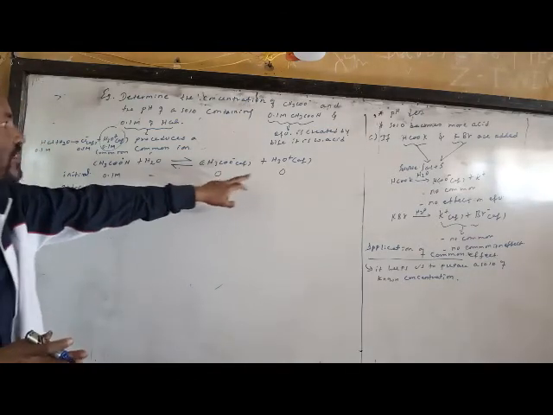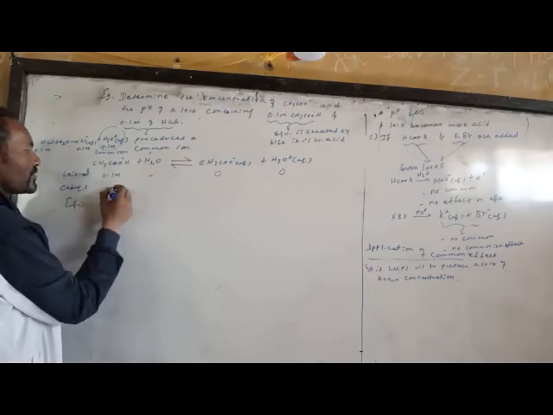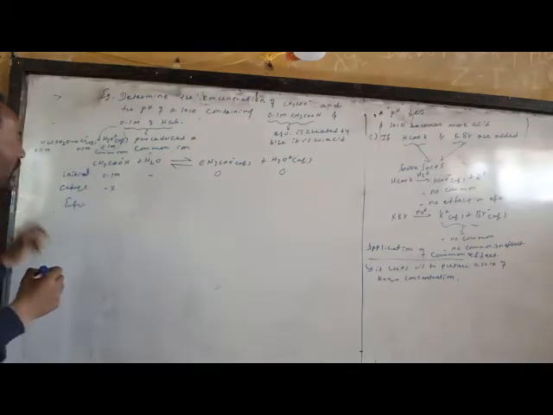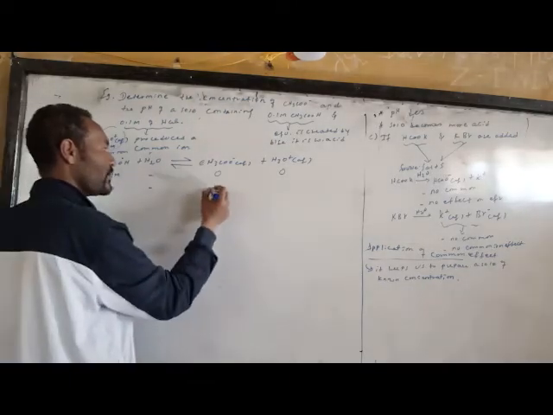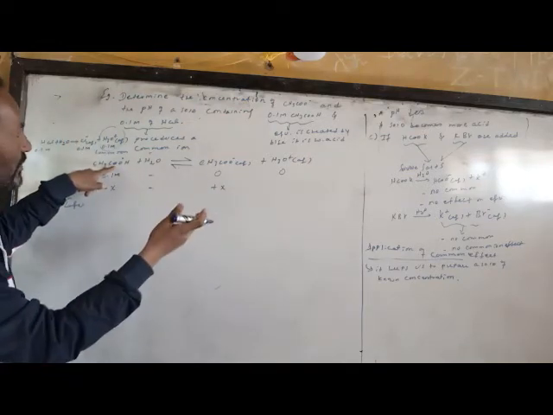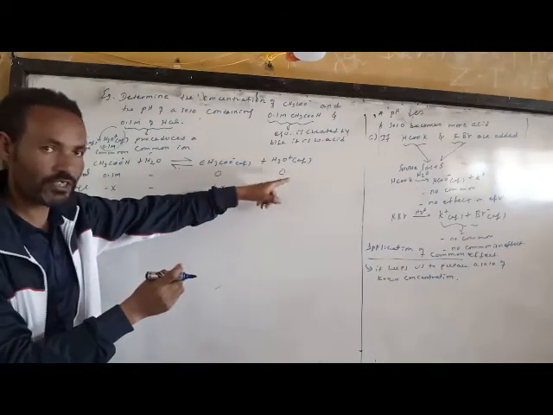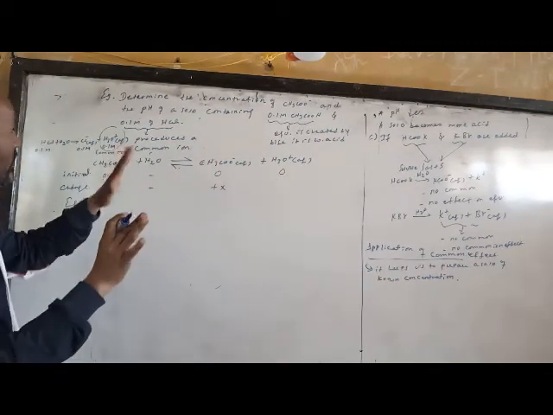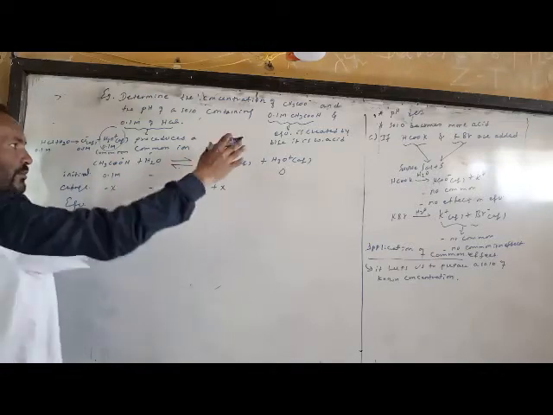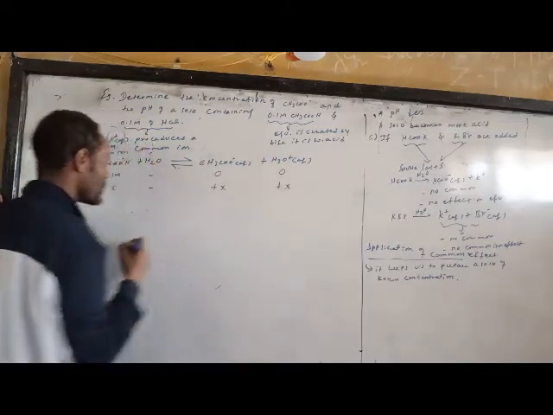So we have to make it 0, 0. Now the change: we have to make a small amount of dissociation of acetic acid to be X, so minus X, and this is plus X. If a small amount of acetic acid is converted into acetate, the same number of moles of acetate ion and hydronium is produced. This is observed from the chemical equation, the coefficients of the chemical equilibrium. So this is plus X, and again this one is plus X.